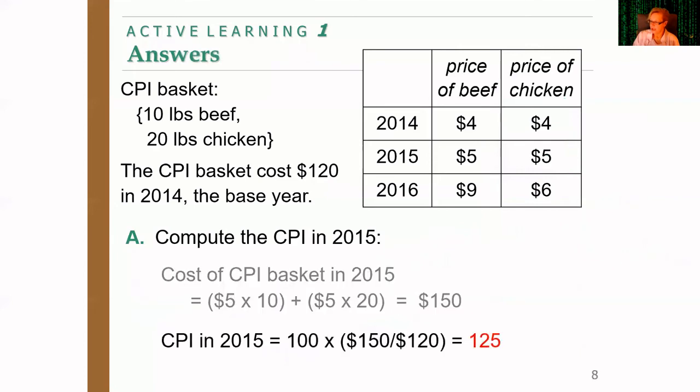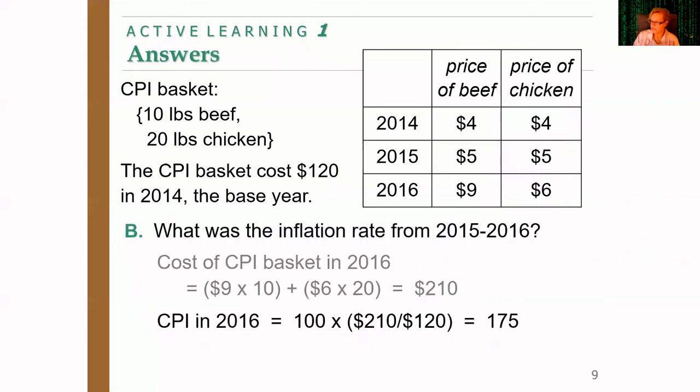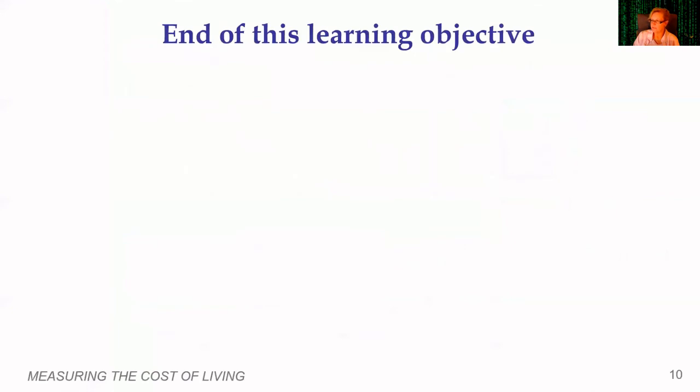And let's just double check. Yep, we got that one right. And we got that one right. Okay, that's the end of this learning objective. What we're going to do in the rest of them is talk a little bit more about how we construct the consumer price index and some problems that we have in the consumer price index.